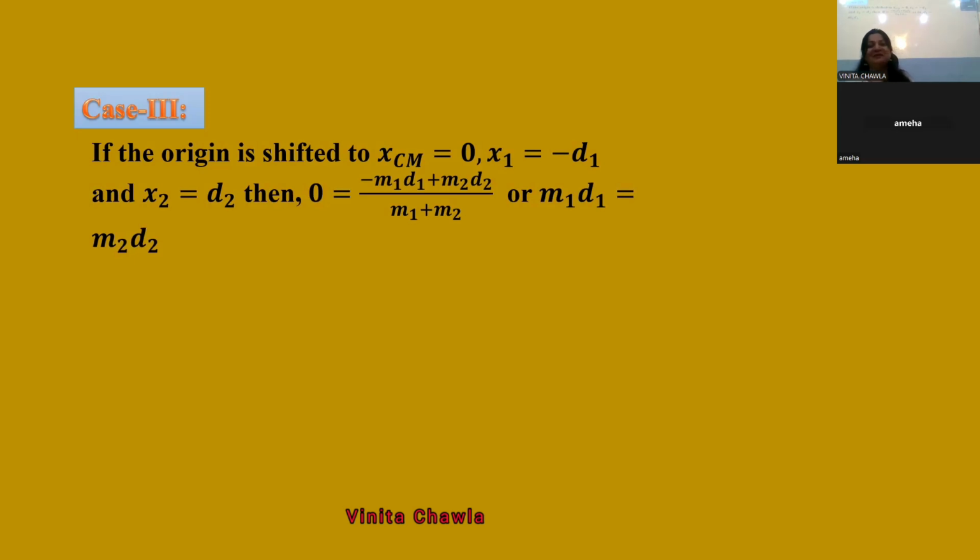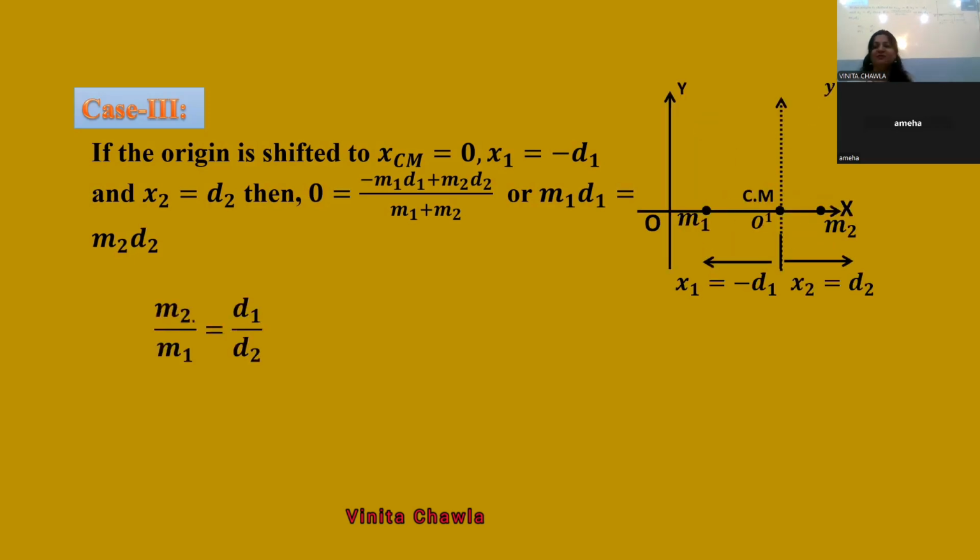ठीक है, तो minus M1 D1 plus M2 D2 upon M1 plus M2. D1 is on the negative side of x-axis and D2 is on the positive side of x-axis. That's why we've written negative for M1 D1. ठीक है, so M1 D1 is equal to M2 D2 because center of mass is at the origin. So we have written 0 here. So minus M1 D1 plus M2 D2 upon M1 plus M2.